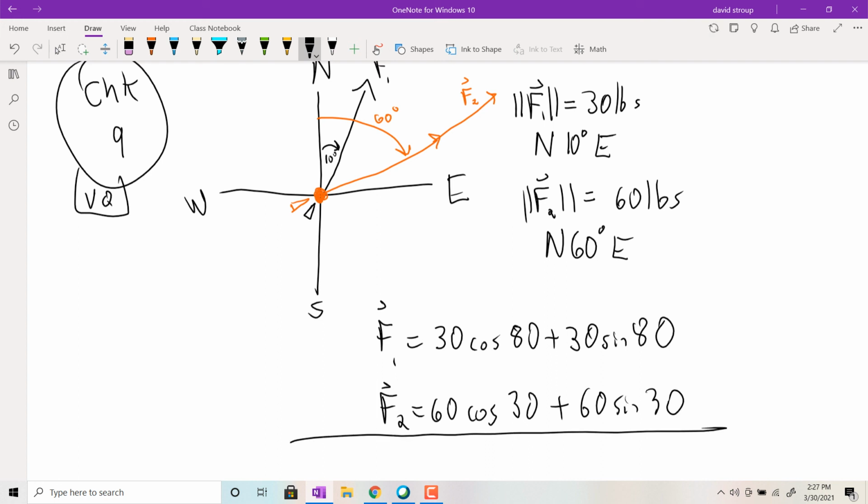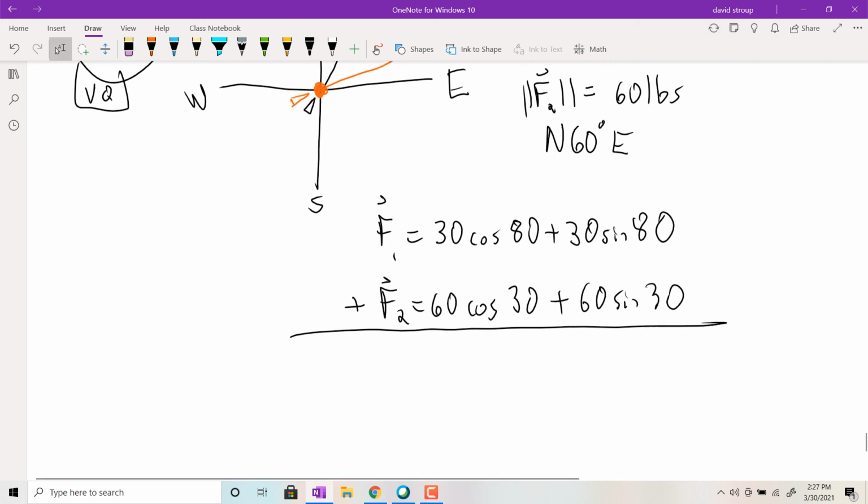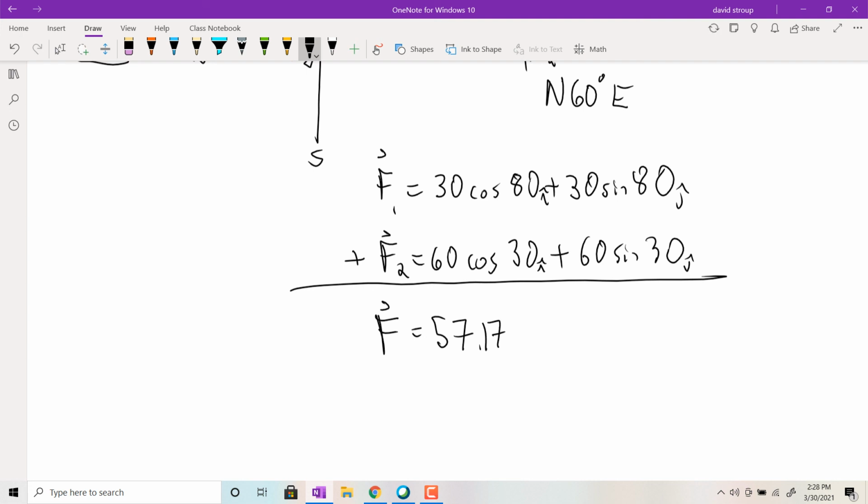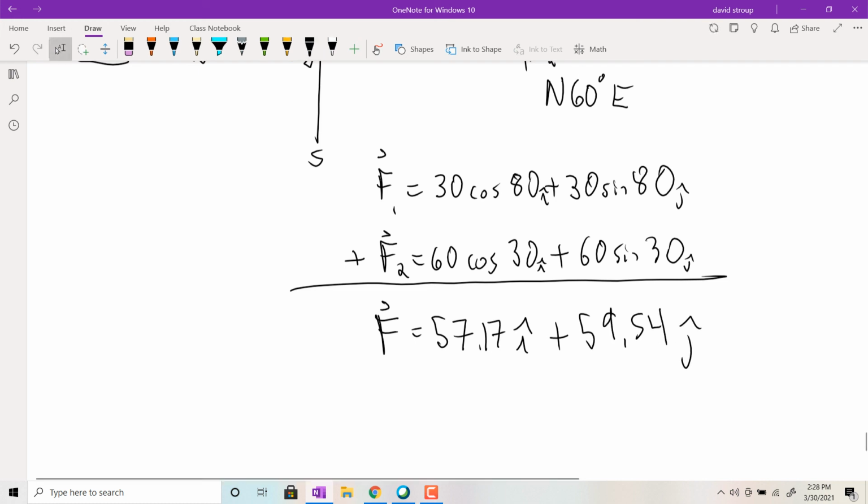And then to get the resultant force, all you have to do is add those two forces together by components. And I forgot my little i's and j's. If you want me to, I'm just going to squeeze those in. Okay. So the resultant force, I'll just call big F, is, if I go to my calculator, 30 cosine 80 plus 60 cosine 30 is approximately to 2 decimals, 57.17. And then 30 sine 80 plus 60 sine 30 is approximately 59.54.